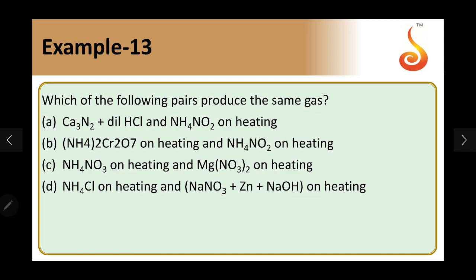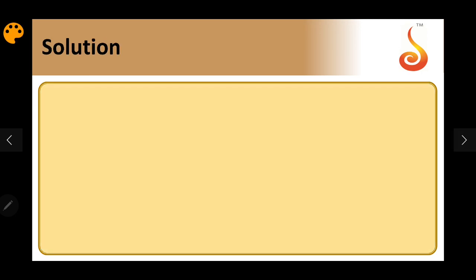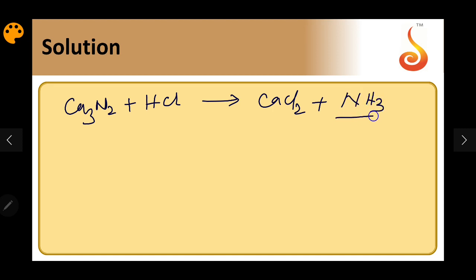Example 13. Which of the following pairs produce the same gas during the given reaction? We'll take one by one. First one, calcium nitride in dilute HCl, NH4NO2 on heating. If I take calcium nitride, Ca3N2, any nitride will have N3- ion. By adding HCl or even water, you get calcium chloride along with NH3. So ammonia gas is liberated.